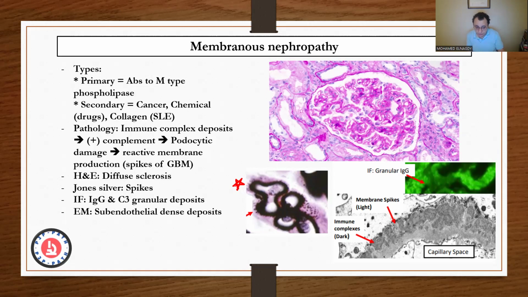What's this stain? Anybody know? Anybody know what's this stain? The one that stains the membrane of the vessels mainly. It's called Jones silver stain. It's called Jones silver stain. Remember this. This is one of the routine stains which are ordered in medical kidney biopsies.